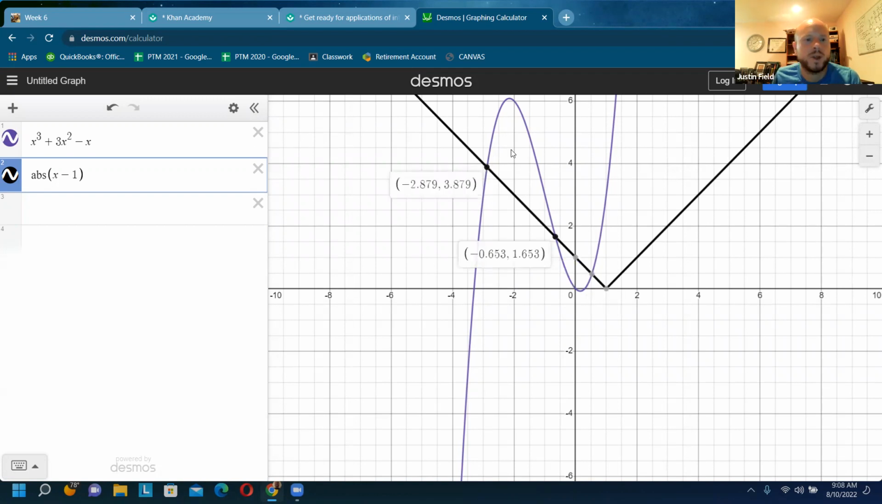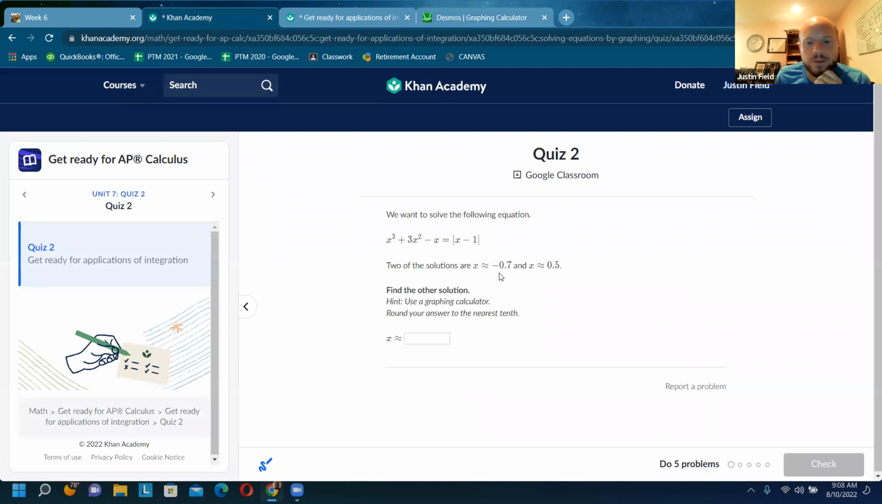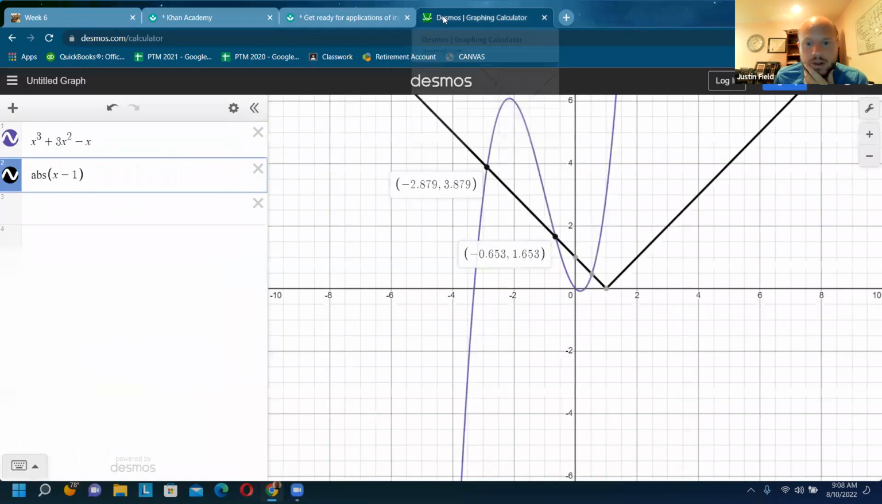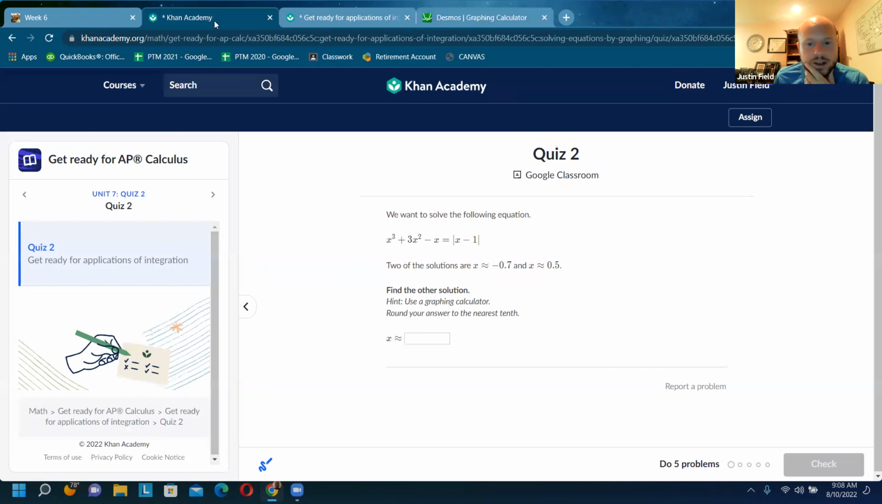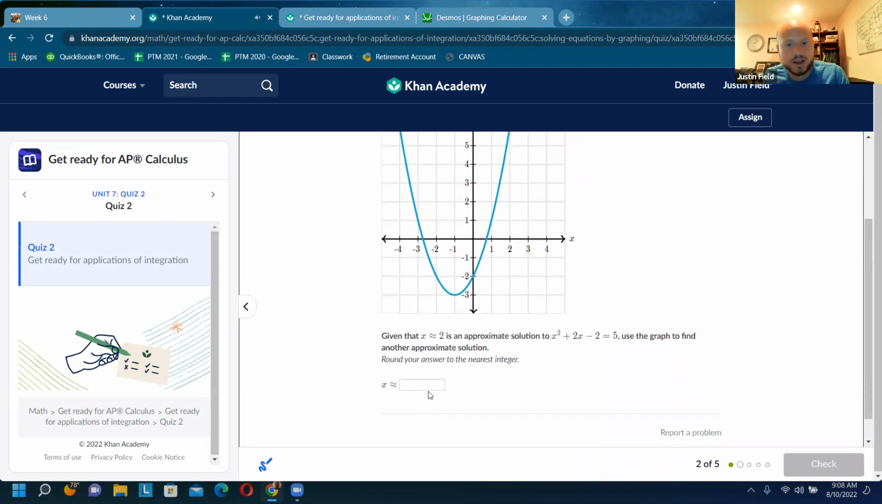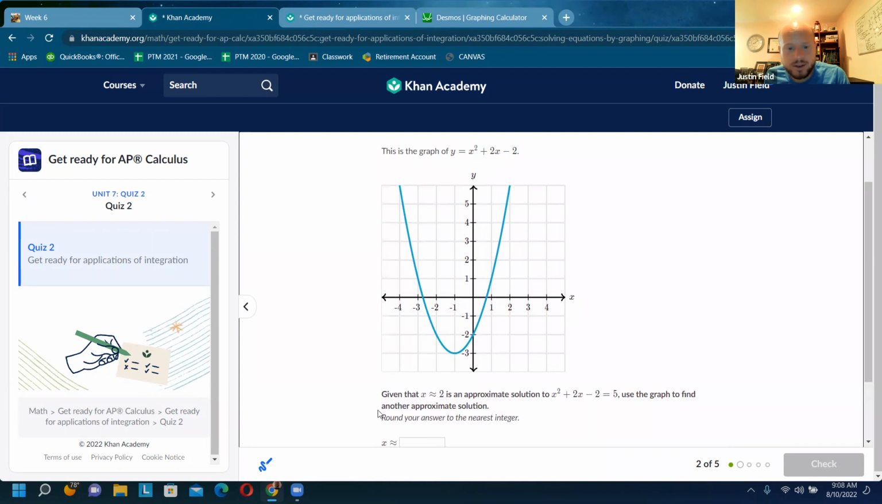and right here. And they even, I saw, okay. So negative 0.7 and 0.5. I was going to say I saw Desmos on the MCAP. So negative 0.7, negative 2.879. There it is. Negative 2.879. All right. This is the graph.